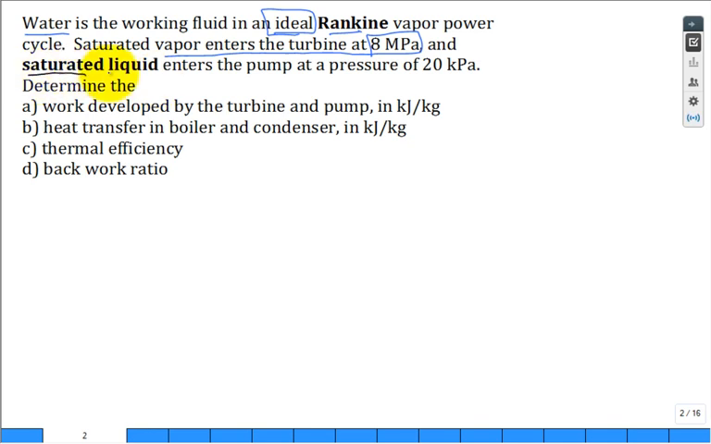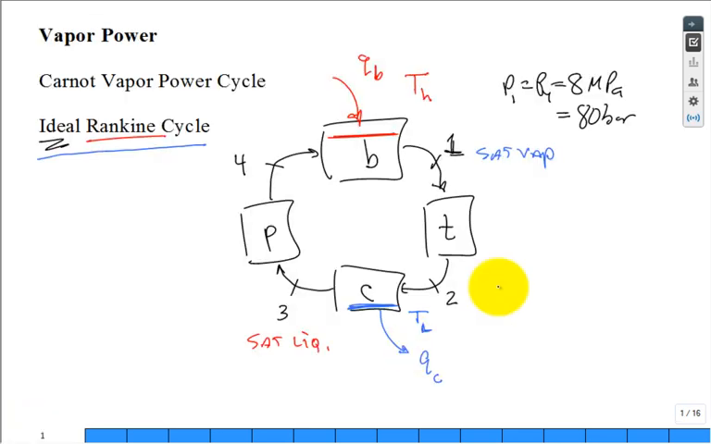Then saturated liquid enters the pump. That's the standard assumption. It's a happy pump. It's a Rankine vapor power cycle with a condenser pressure of 20 kilopascal. So we go back here. The pressure of the condenser is the pressure at state 2, the pressure at state 3. That's all 20 kilopascal. Just like I could put pressure in the boiler is equal to the pressure at 1, equal to the pressure at 4, equal to 8 megapascal.